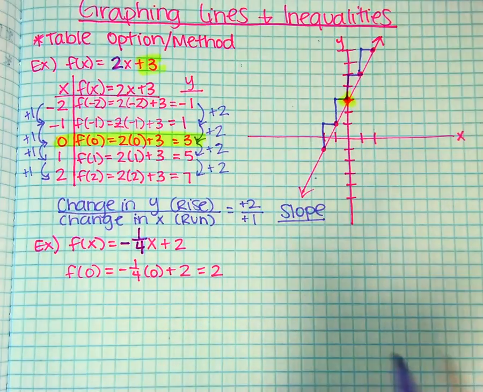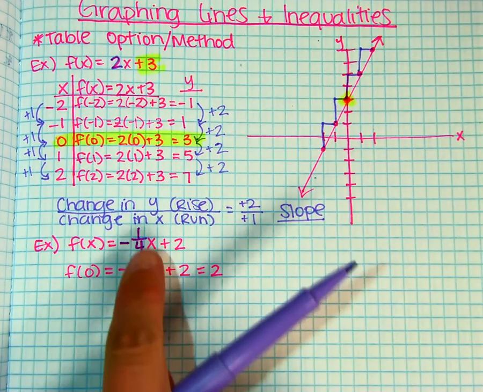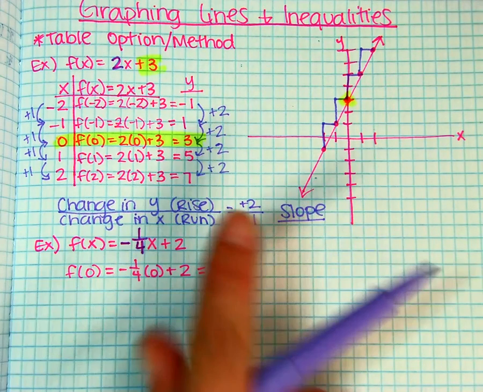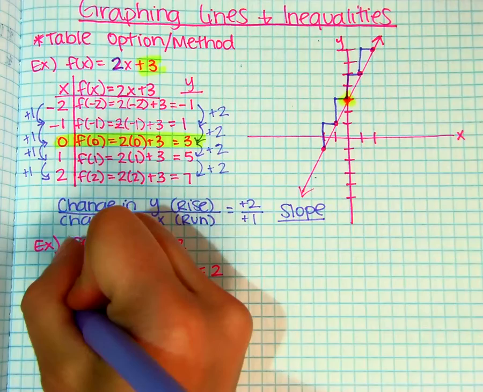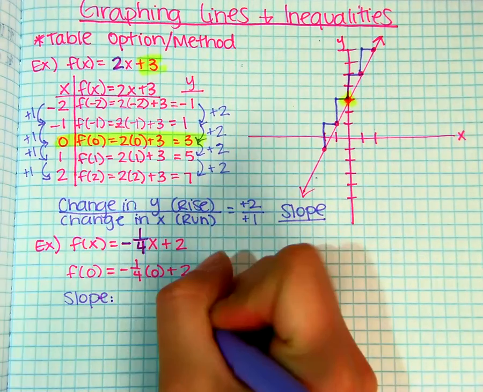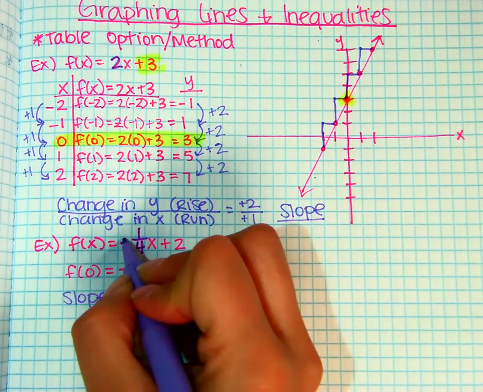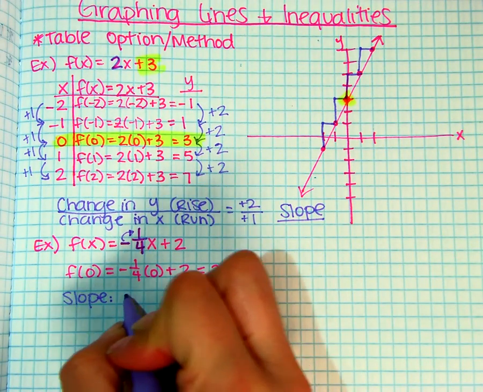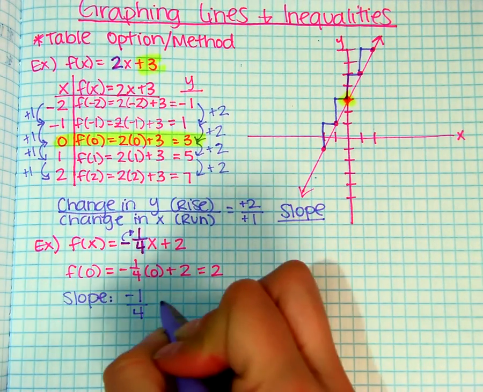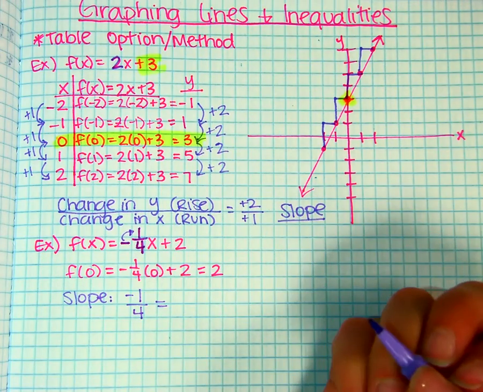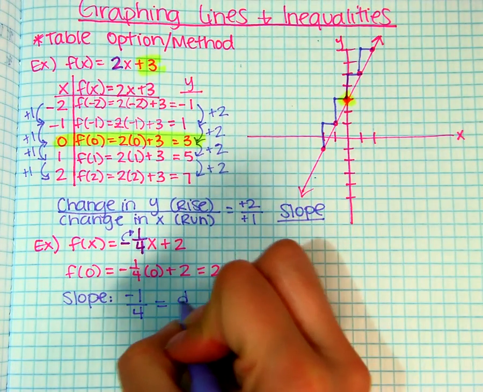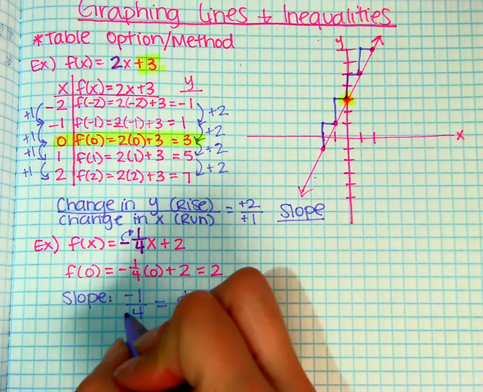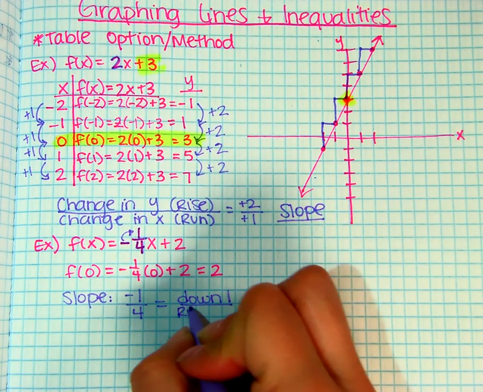So we always go change in y divided by the change in x. So my slope is, and we always put the negative up top, my slope is going to be negative 1/4. And if we write that in terms of words, that means we go down 1, and then this 4 is positive, so it is right 4.